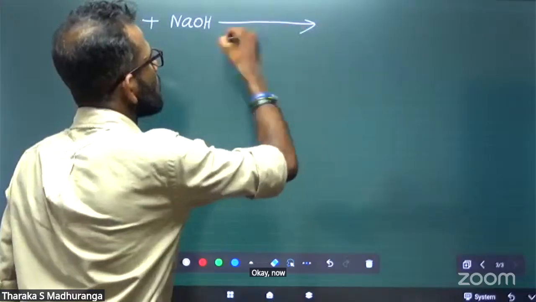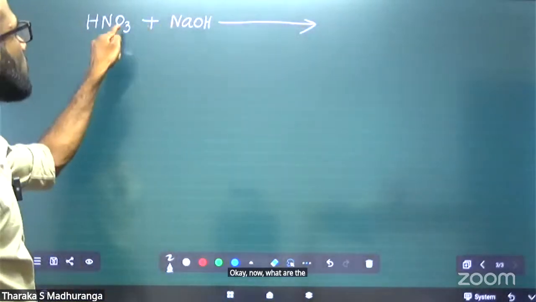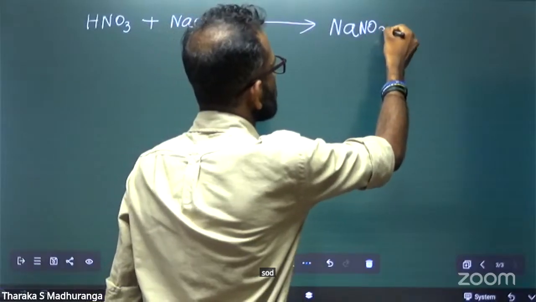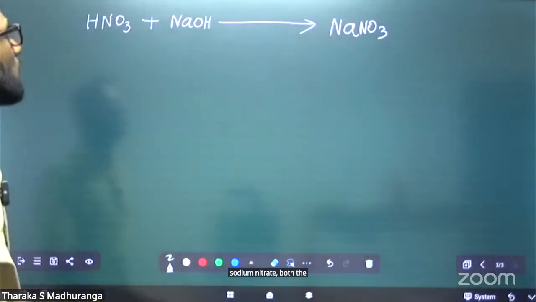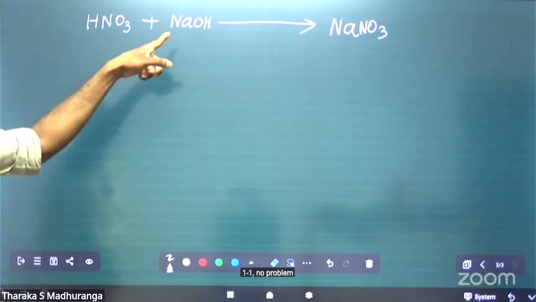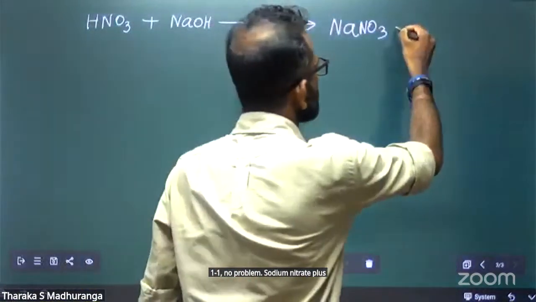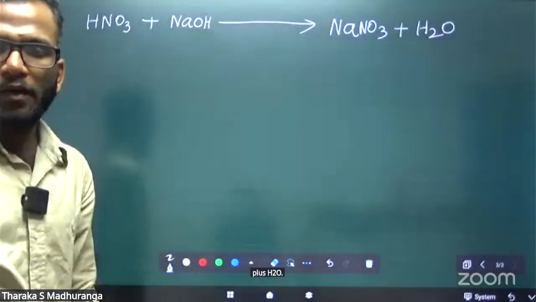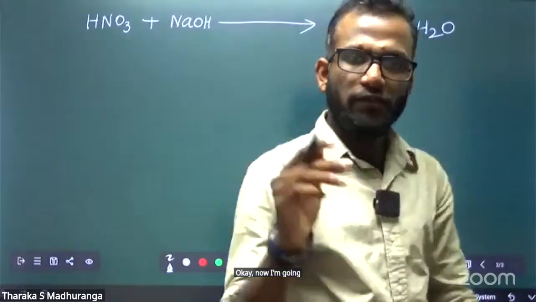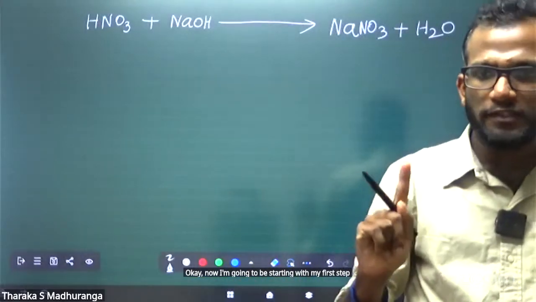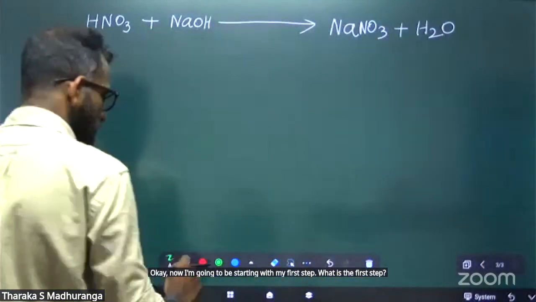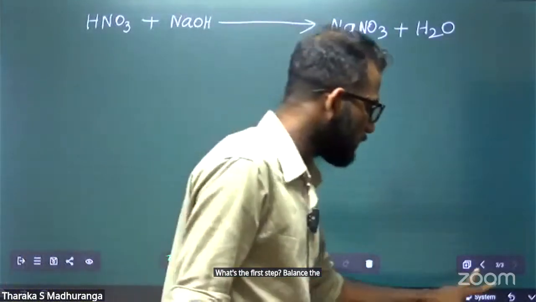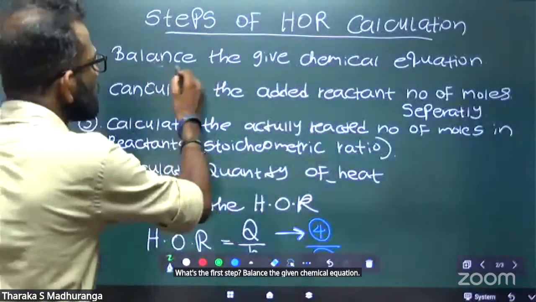Okay, now what are the products? Sodium reacts with nitrate, sodium nitrate is produced. Sodium nitrate plus H2O. Okay, now I'm going to start with my first step. What is the first step? Balance the given chemical equation.